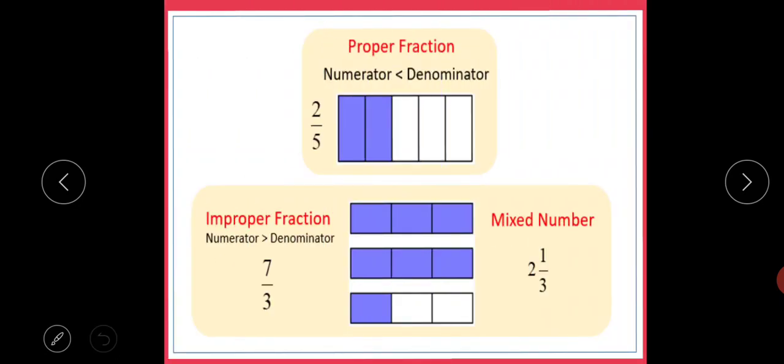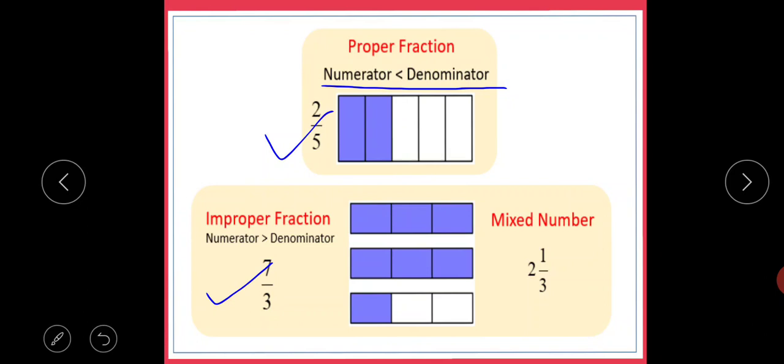Next are proper fraction, improper fraction and mixed number. A proper fraction is a fraction having numerator less than denominator. For example, 2 upon 5, this is a proper fraction. An improper fraction has numerator greater than denominator.